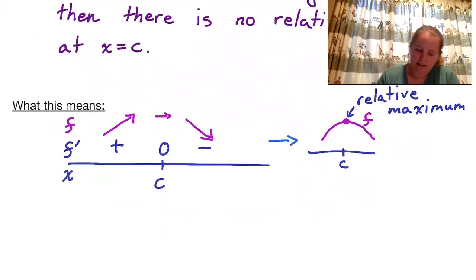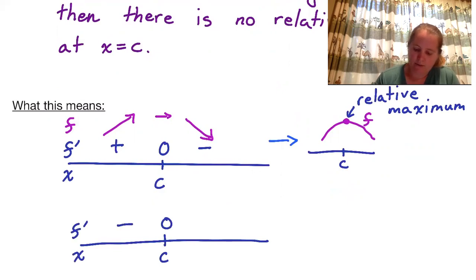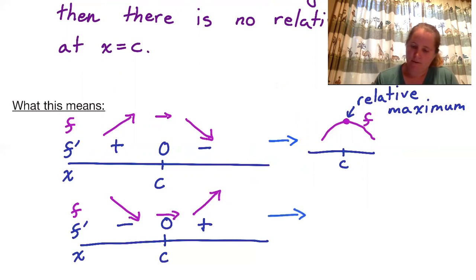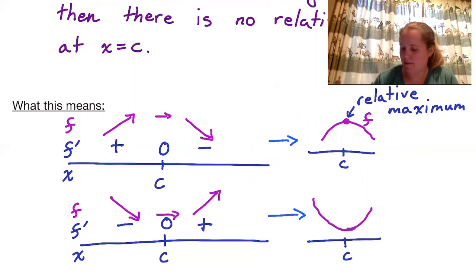If we have the next case, so at c, f prime switches from negative to positive. Well, if f prime is negative, that means f is decreasing, so we're going down, then it flattens out, and then it goes back up when it's increasing. So as the graph, we start off going down, turn around at x equals c, and then head back up. So we have a relative minimum.